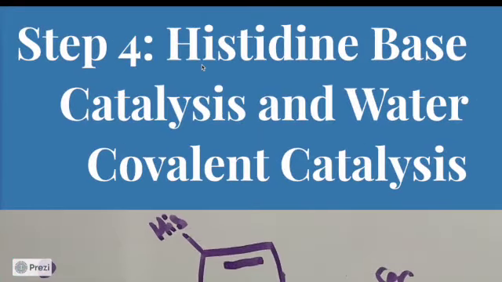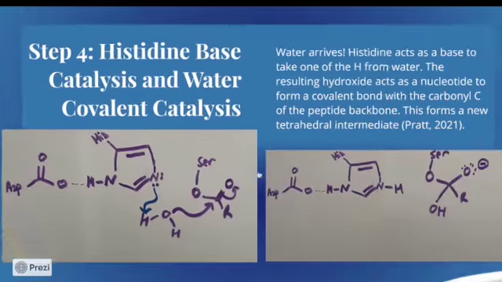Brings us to step 4, and this is going to look kind of familiar because it's basically a repeat of what happened in steps 1 and 2, where the histidine is going to act as a base, and then the water is going to perform covalent catalysis. This is because when we formed that initial covalent bond with the serine, we're going to have to take it away, and so that's what this step is all about.